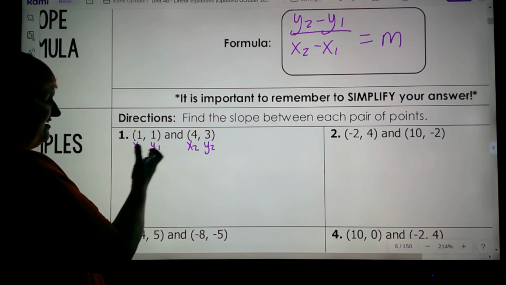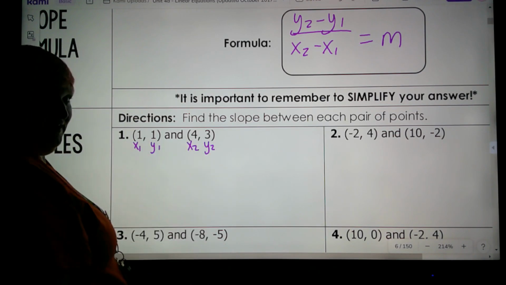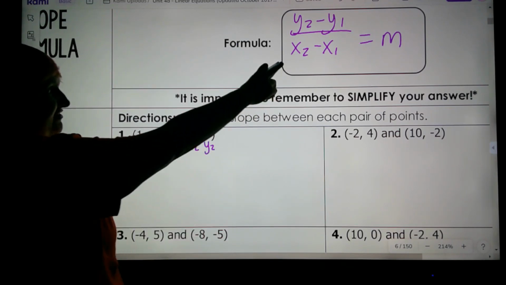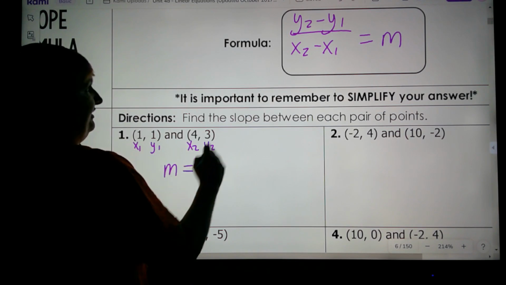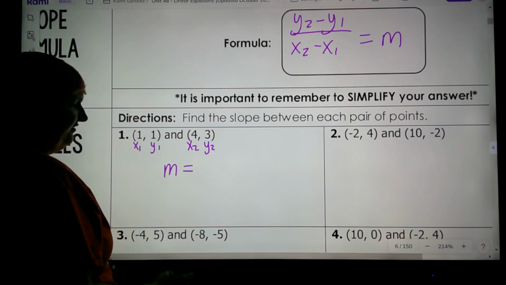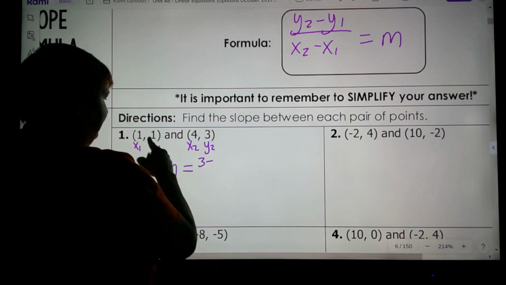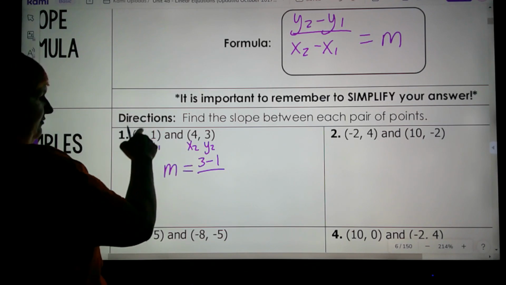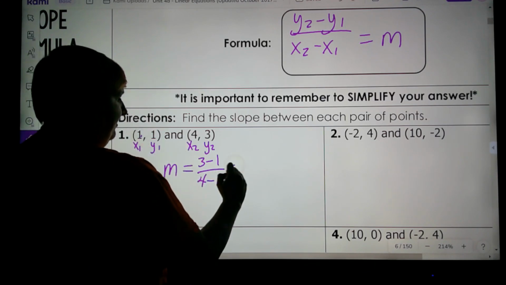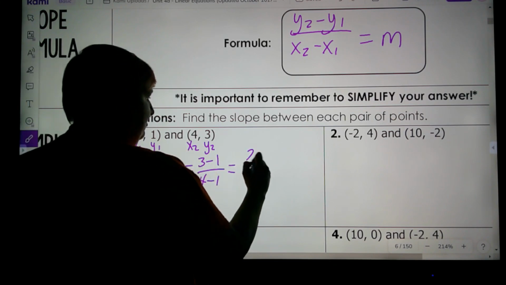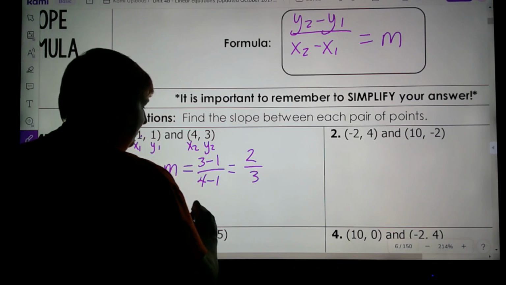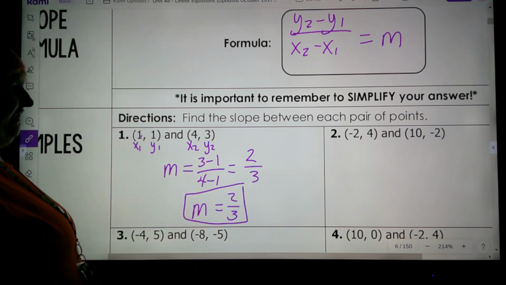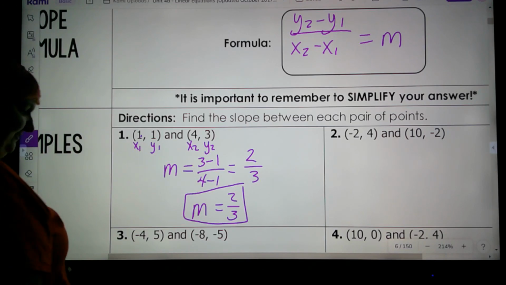Right? First x, second x. First y, second y. And it doesn't matter which point you start with. You could do it backwards. Then you put it into the formula. M equals y2 minus y1 divided by x2 minus x1. 4 minus 1. 3 minus 1 is 2. 4 minus 1 is 3. So your slope is 2 over 3. That can't be simplified. Isn't that crazy?